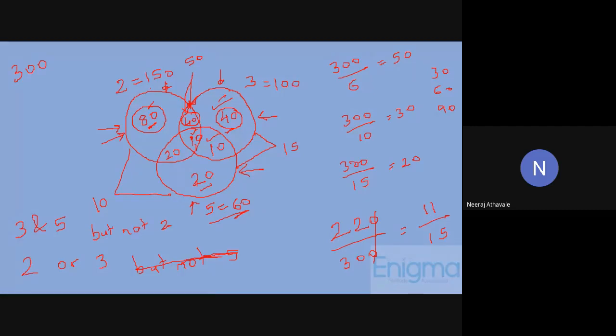What have you been asked? 3 and 5. 'And' means intersection. So if it were just the 3 and 5 intersection, the answer should have been 20. But further you are given 'but not 2'. So therefore the central region also gets cancelled out. So the answer will be only 10. Okay, correct. So pay attention to the wording. That is very important.